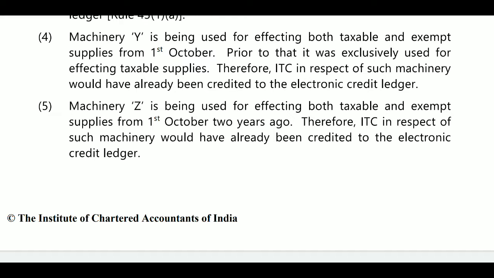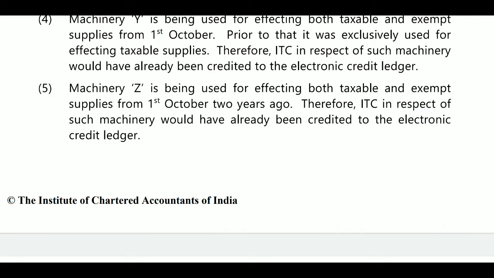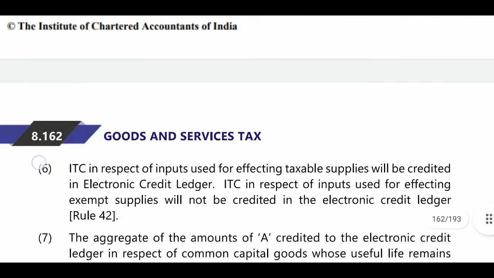Next, fifth point, machinery Z. Machinery Z is being used for effecting both taxable and exempt supplies from October 2 years ago. Therefore, it is already credited. So for the month of October, it will not be considered. For the common credit, it will be considered.